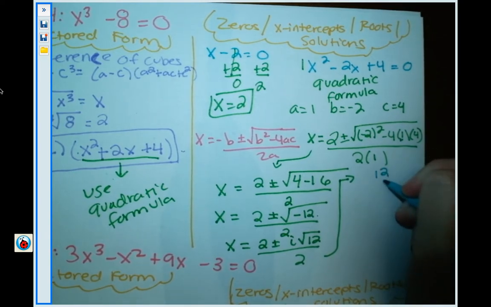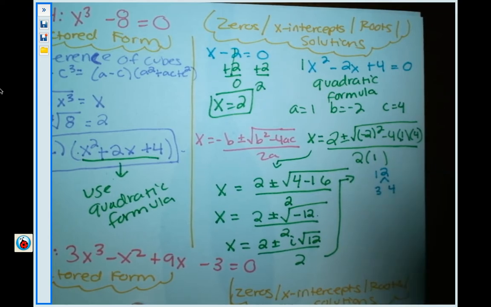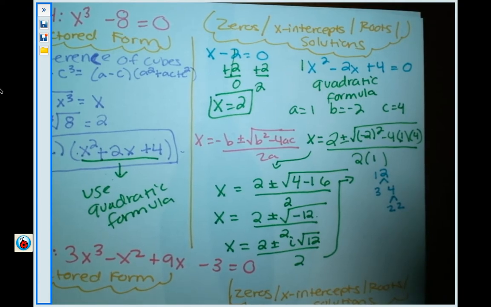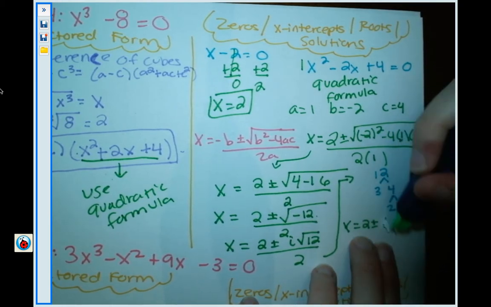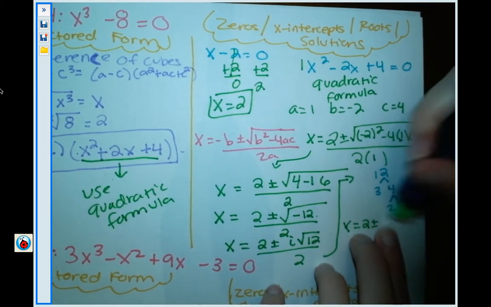So 12, 2 things that go into 12 are 3 and 4. Okay, and 2 things that go into 4 are 2 and 2. So remember you guys, for my final answer, I'm going to go ahead and set it up so I'll be ready to go. So I have x equals 2 plus or minus i, or actually, hold on. I'm going to leave some space because typically we write the i second. Okay, so I'm going to make sure I have some space in front of the i.